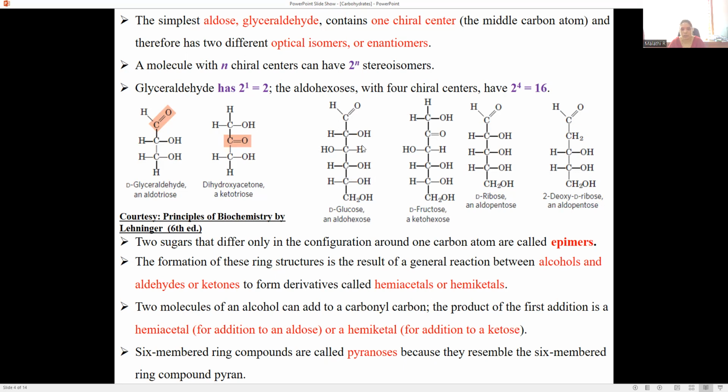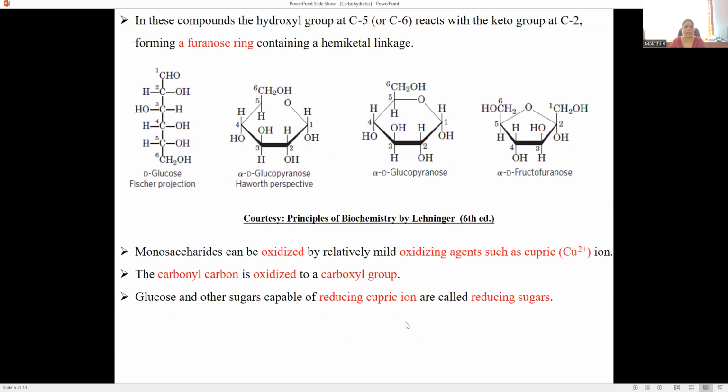So you can see the structure. If this aldehyde reacts with this OH group, the 5th carbon's OH group, then you call it a hemiacetal structure. And if this keto group reacts with the C5, 5th carbon OH group, you call it a hemiketal structure. Both structures are of great importance, and both will exist. You don't have to remember the structure, but you have to know how the structure looks.